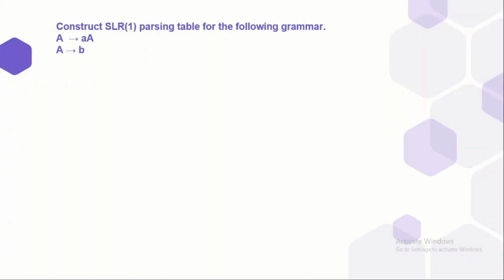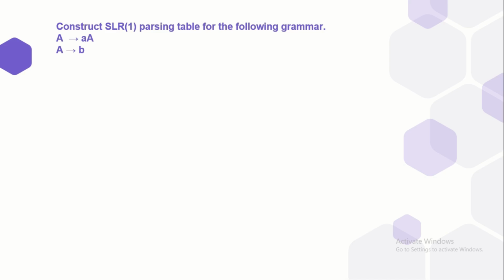Now let's take an example of a grammar and construct an SLR parsing table for this particular grammar. The steps are completely the same for LR and SLR. The main difference is only in the creation of the parsing table, which I'll tell you at the end. Let's construct a parsing table for this particular grammar and understand how to do it step by step.